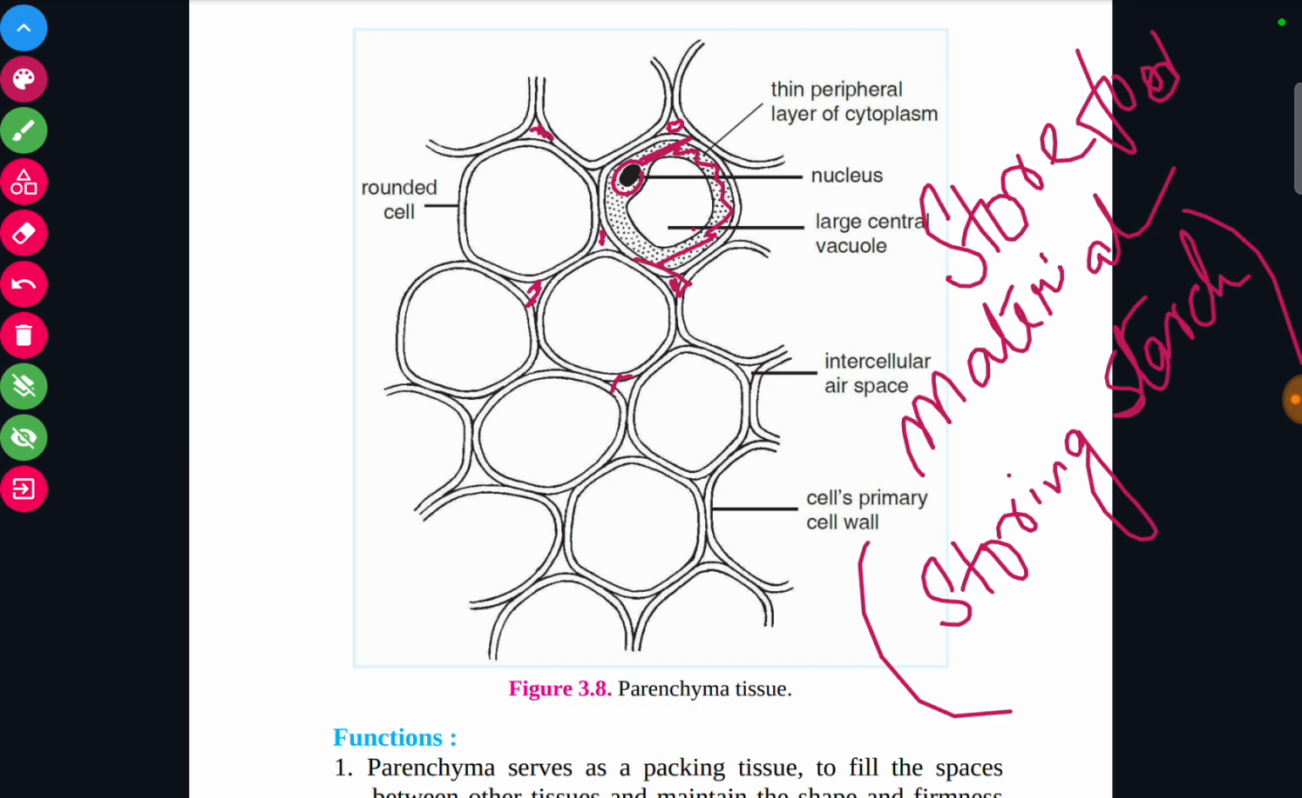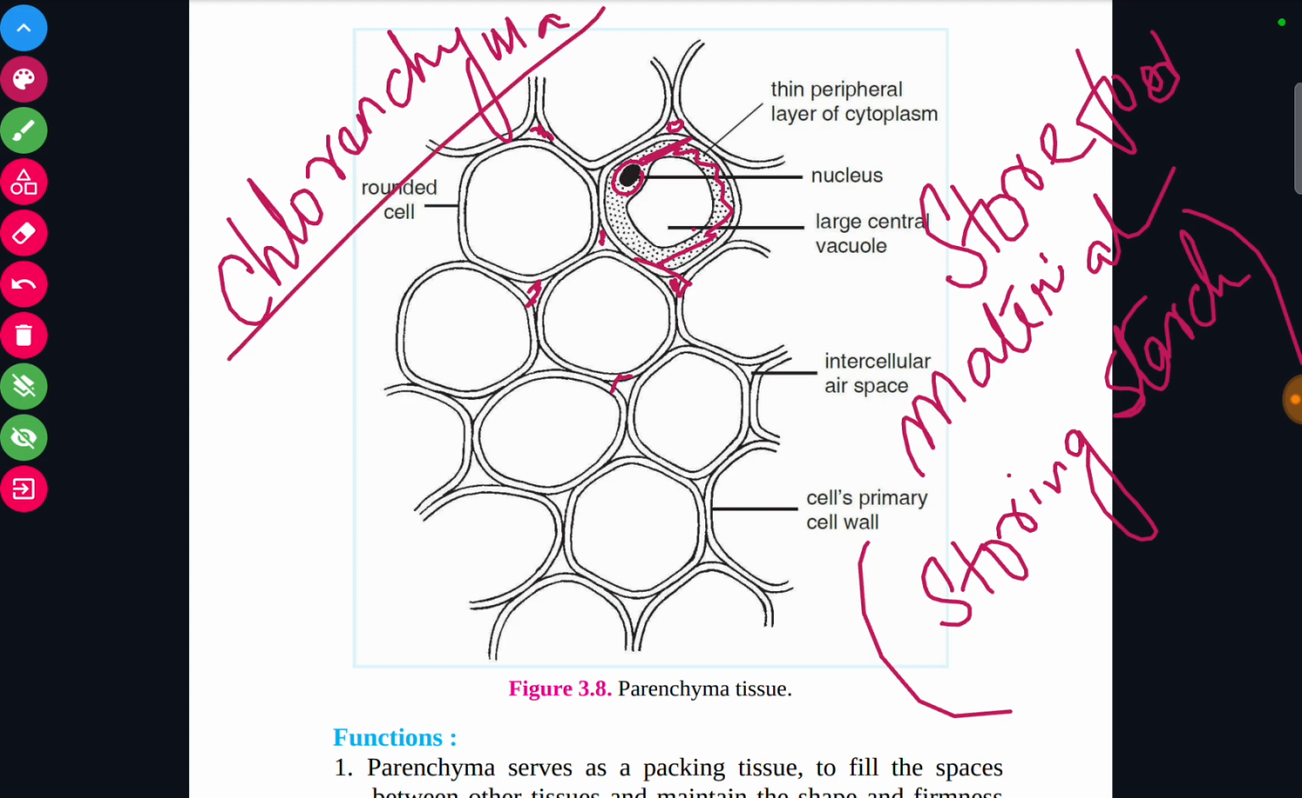Some parenchyma cells also contain chlorophyll. This chlorophyll helps in the manufacture of food, because we know that the green pigment chlorophyll helps in photosynthesis. So when parenchyma cells contain chlorophyll, they are known as chlorenchyma. Like in the case of spinach, they contain chlorophyll.